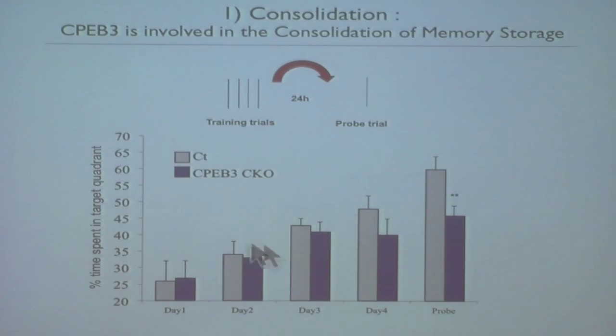These are controls. These are animals in which CPEB3 has been knocked out, and you can see that the learning of both of them is comparable. But by day 4, when consolidation begins to occur, you begin to see an impairment that becomes statistically significant in a probe trial after learning has been accomplished. So 24 hours later, you see that maintenance has been compromised.